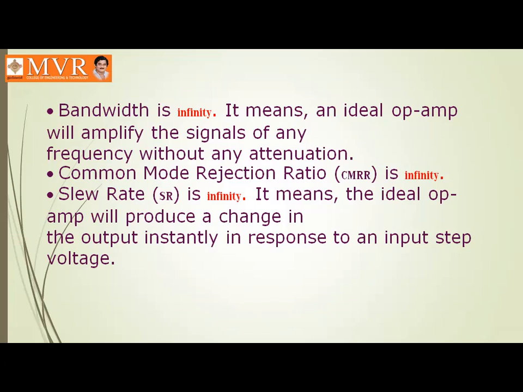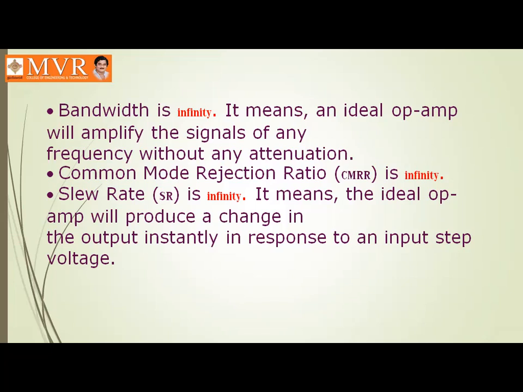That means for an ideal op-amp, there must not be a CMRR. That means CMRR, if you consider CMRR, it must be infinity. Why? Common mode must not be there. So if common mode is 0, then you know that the CMRR is nothing but the ratio of differential gain to the common mode gain.